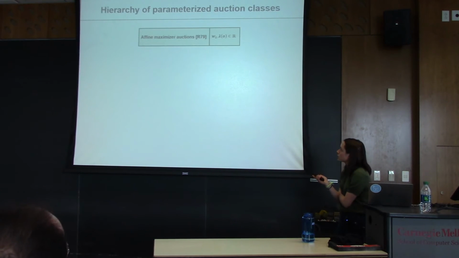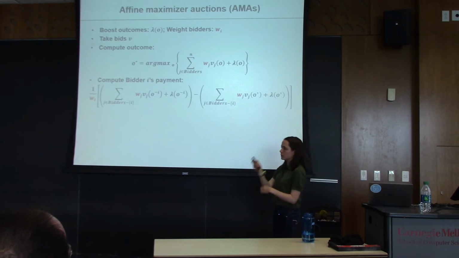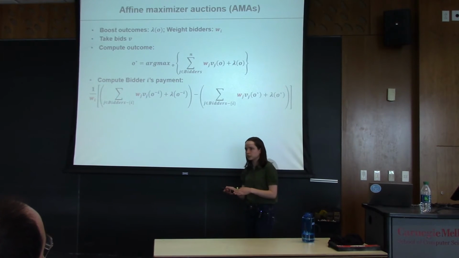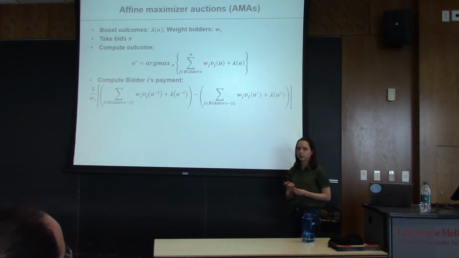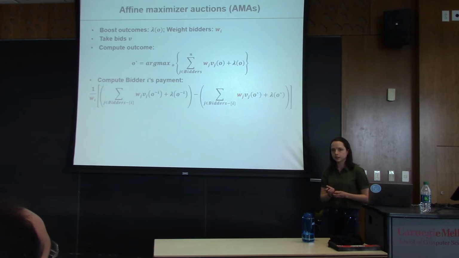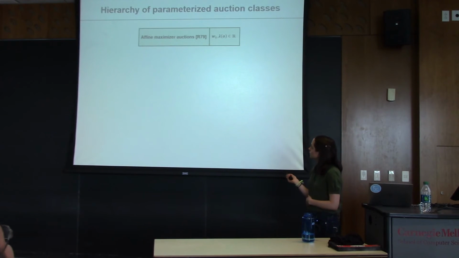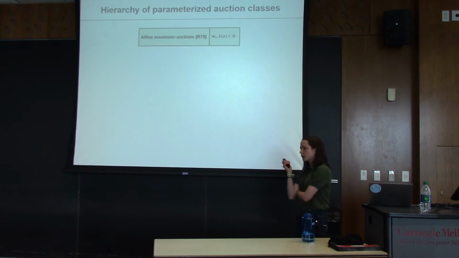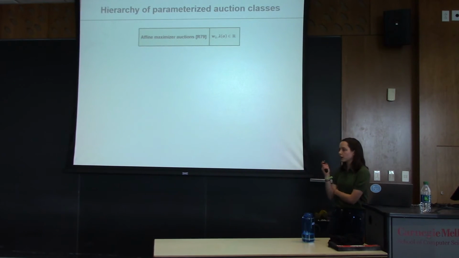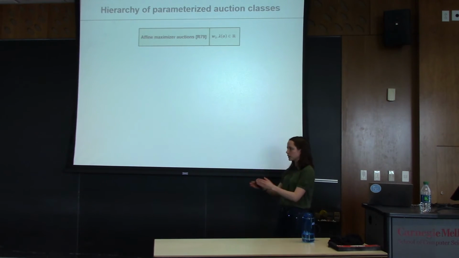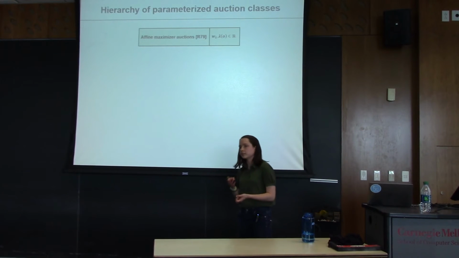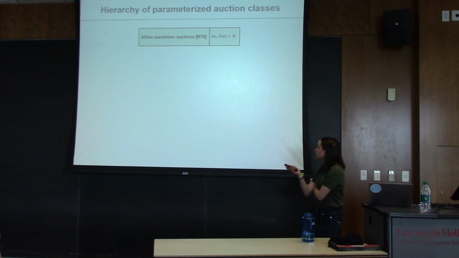Okay. I'll mention also, these are known as affine maximizer auctions, which were introduced by Roberts in 1979. And they are the highest class in our hierarchy. They're the most general because the weights and the lambda terms can be anything.